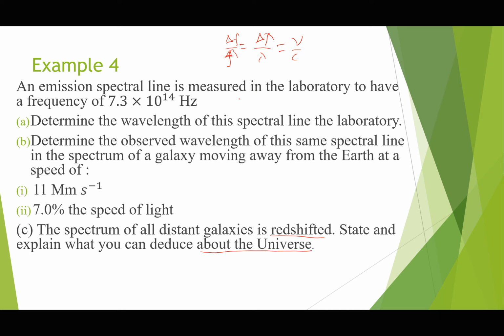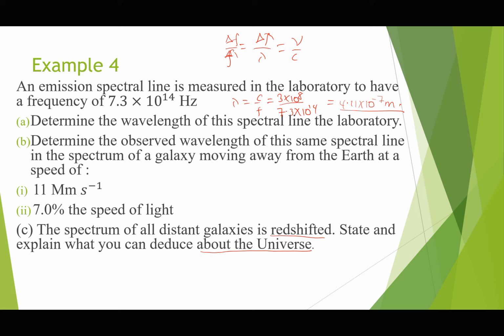For that one I will simply use lambda equals c over f, which will be 3 times 10 to the power of 8 divided by f, which is 7.3 times 10 to the power of 14. I'll just press my calculator. 3 exponent 8 divided by 7.3 exponent 14. So this is simply 4.11 times 10 to the power of minus 7 meters. So the wavelength is 4.11 times 10 to the power of minus 7 meters.